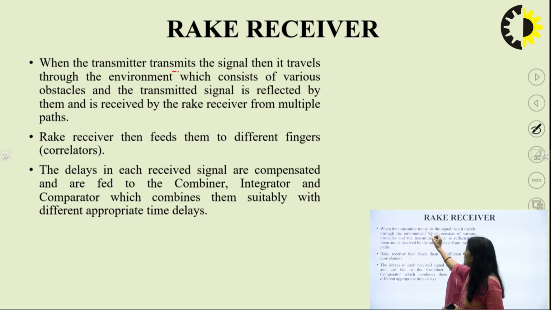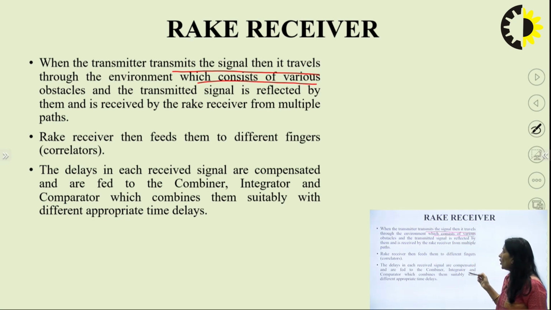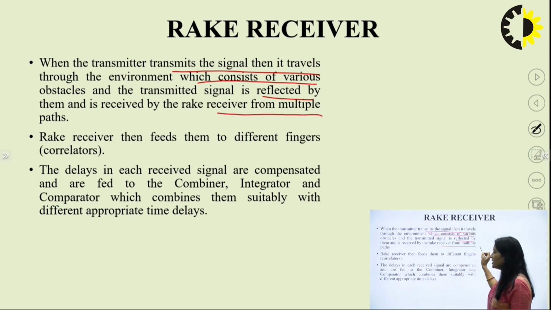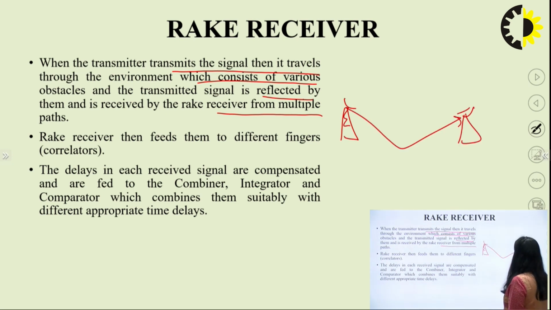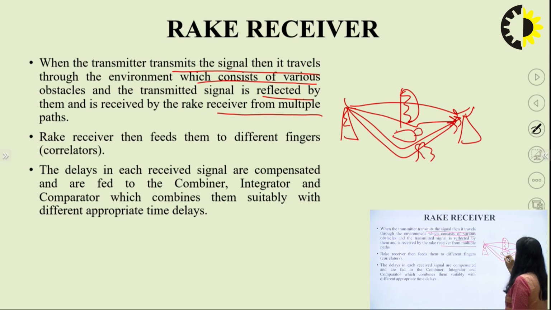When the transmitter transmits the signal, it travels through an environment which consists of a variety of obstacles, and the transmitted signal is reflected by them and received by the RAKE receiver from multiple paths. Let's say this is your transmitter and this is your receiver. We will see multiple shifted versions because of high-rise buildings, small trees, and cars. We can see multiple versions of the transmitted signal which we receive at the receiver.